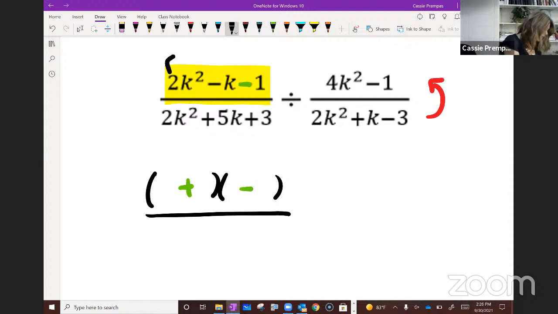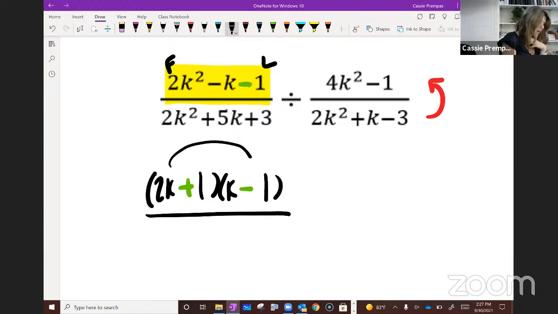Then I undo the F. What times what would give me 2k squared? 2k and k, good. And then undo the L. What times what would give me 1? Actually, the answer is 1 and 1. And how do we know if we got it right? Check it. So we have the outside is negative 2k plus the inside is 1k. Negative 2k plus 1k is negative k. That works. On to the bottom.